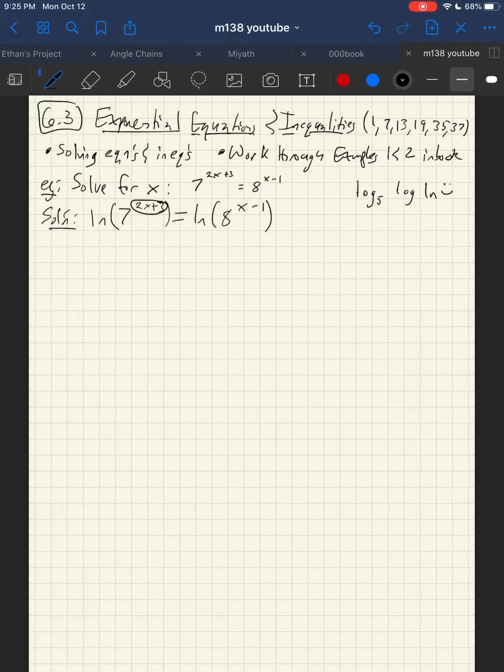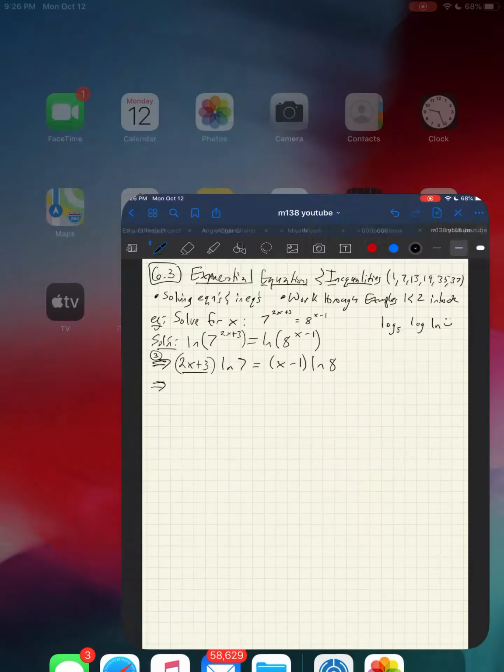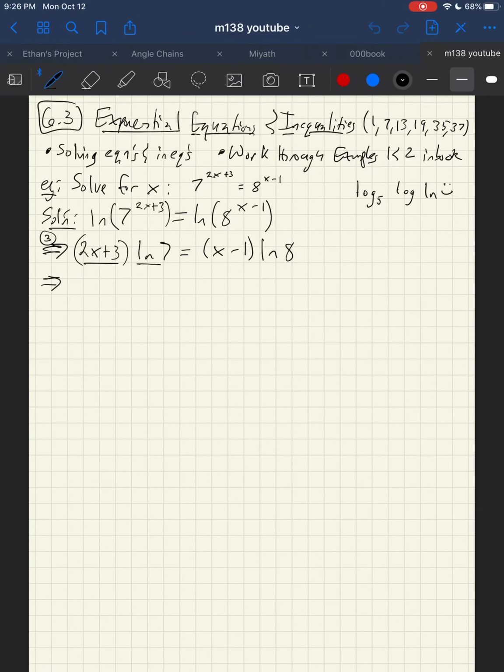Anyways, now I can apply rule number 3, the power rule from the previous section, to pull those exponents out. So by rule number 3, the left-hand side is going to be the quantity 2x plus 3 times the number natural log of 7, and the right-hand side is going to be the quantity x minus 1 times the number natural log of 8. Now I can distribute these in the following way, and I'm going to go a little bit more slowly than necessary, just so you can see how this works. So this is 2x plus 3 times natural log of 7. Okay, that's interesting. Times the natural log of 7.